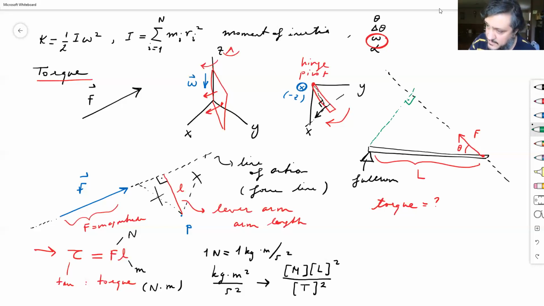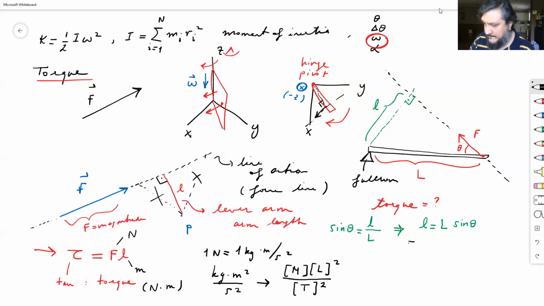So this is your lever arm. We called it little L, right? Little L, lever arm. But what is it? Capital L is the hypotenuse, right? And side opposite over hypotenuse, so little L over capital L is sine theta. Therefore, little L is capital L sine theta. And then the torque, tau, will be equal to the force, its magnitude, times L times sine theta.